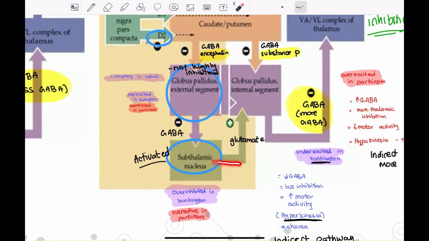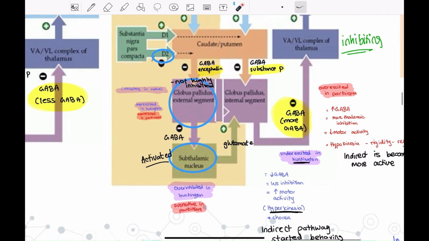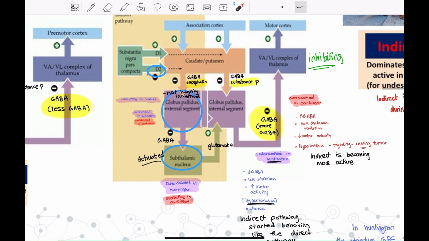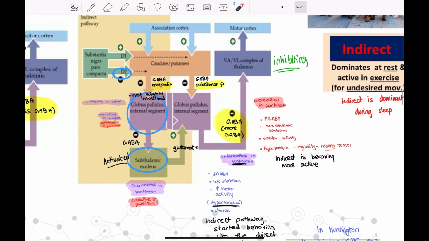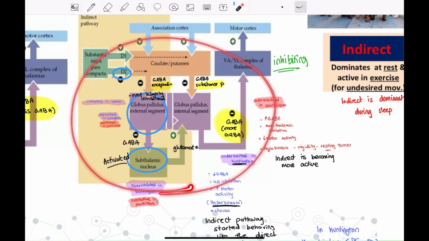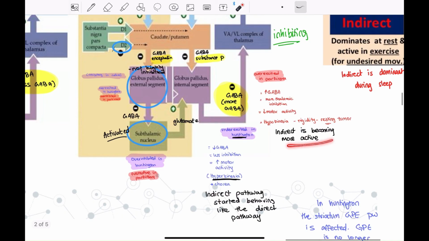So if this is overactive, that means it's going to secrete more glutamate, and this means that this is going to secrete more GABA. So if it's secreting a lot of GABA, that means that you are inhibiting the thalamus, which is where the term hypokinesia comes from. This means that you're going to get rigidity and a resting tremor. So in this case, the indirect pathway is becoming more active in the case of Parkinson's. But in the case of Huntington's, the indirect pathway started behaving like the direct pathway.